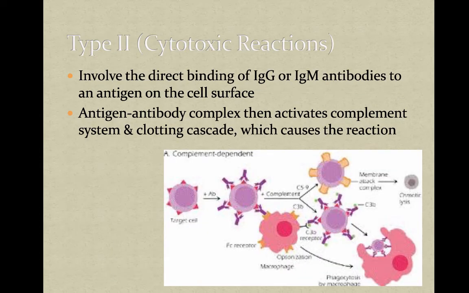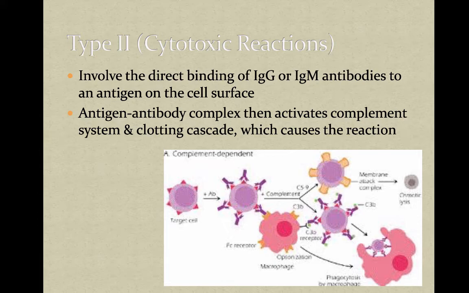Now in type 2 hypersensitivity reactions, this is very, very different. This is what's considered a cytotoxic reaction. And so you have IgG and IgM as the culprit antibodies for type 2 hypersensitivity reactions. So IgG and IgM will bind directly with the antigen on the cell surface. That's like its target cell.